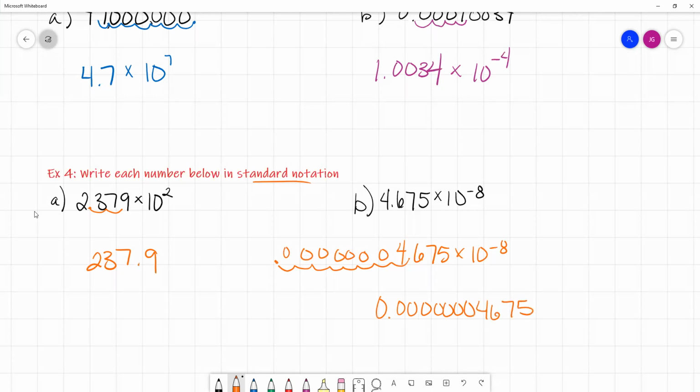Okay, and if you want to check your work with some of these, like this one, you might think, I don't know if I did that right. Move the decimal back, okay? You should be able to get 4.675 by moving the decimal back 8 times. So 1, 2, 3, 4, 5, 6, 7, 8. Yes, I did that correctly, because when I move my decimal back 8 times, I get what I started with in my scientific notation, okay?